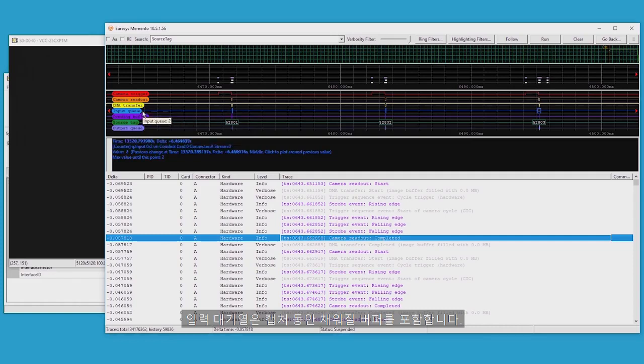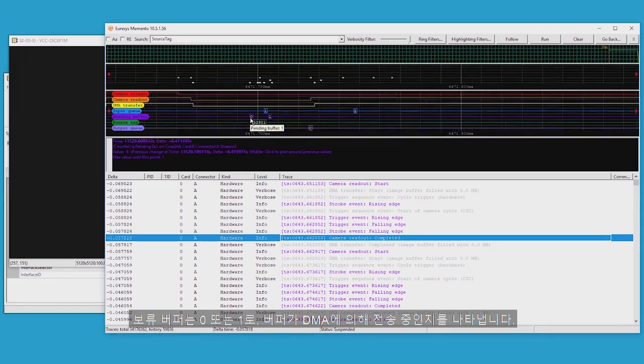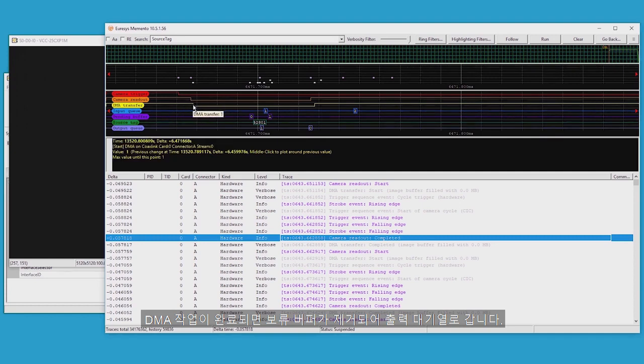The input queue contains buffers that will be filled during acquisition. The output queue contains buffers that are ready for the application, and the pending buffer is either 0 or 1. It indicates if a buffer is being transferred by DMA. So when a DMA operation completes, the pending buffer is removed and goes to the output queue. At this point, it is available for the application.